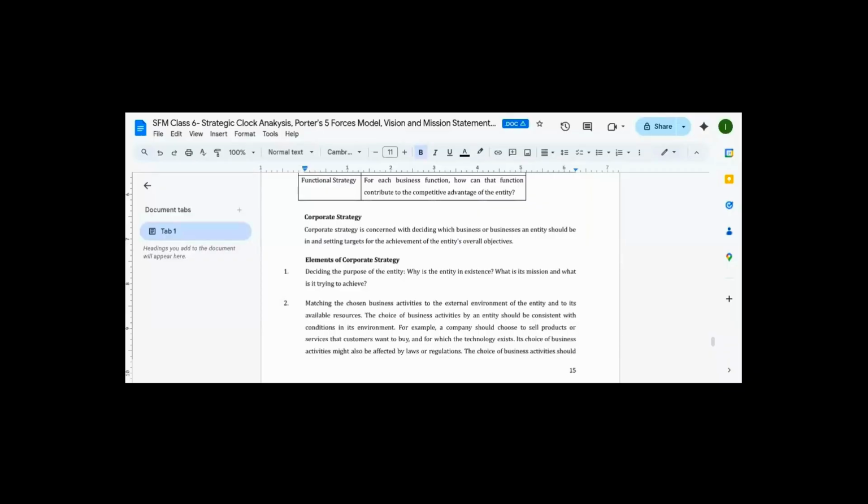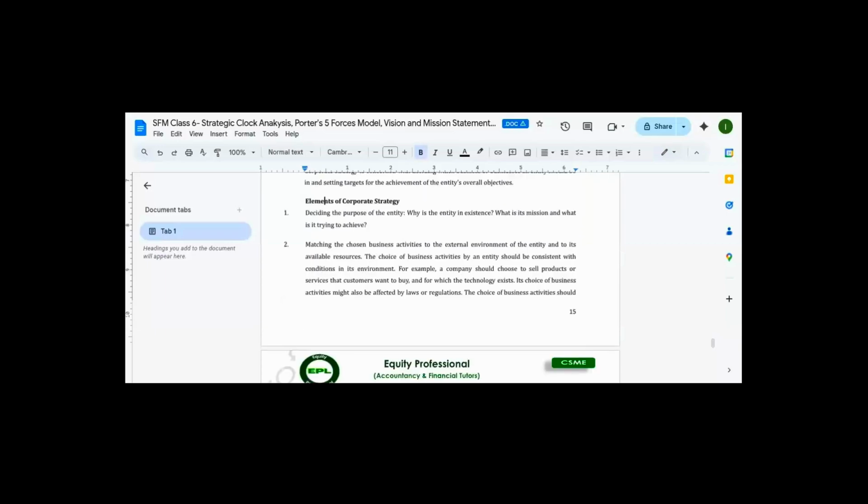So what are the elements of a corporate strategy? The elements of a corporate strategy concern deciding the purpose of the entity. Why are we in existence? That one will have been clearly stated in our mission statement. Another element in the corporate strategy is matching, choosing business activities to the external environment of the entity and to its available resources.